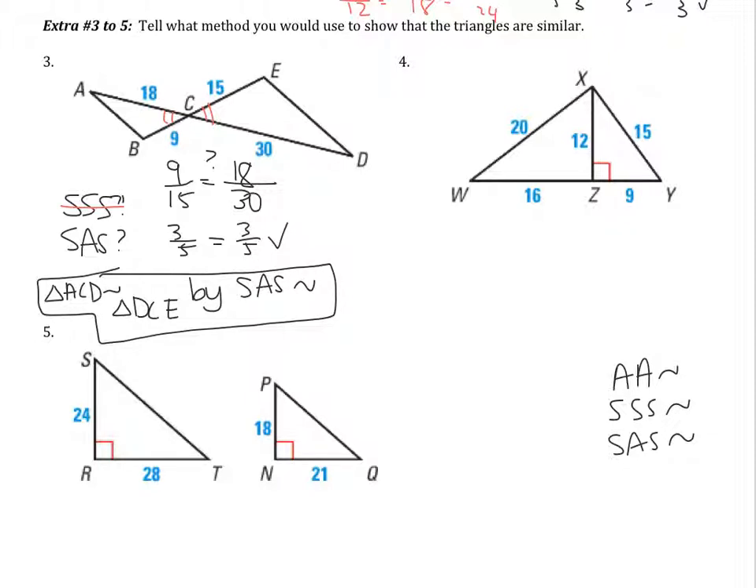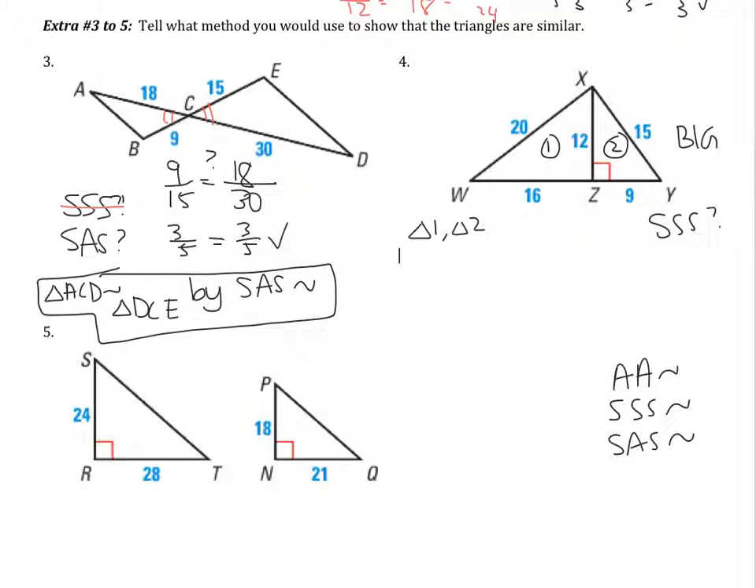Okay, example number 4. Tell what method you would use to show that the triangles are similar. In example 4, all we have are a whole bunch of sides. So it looks like we might be using SSS. They don't tell us what triangles we're looking at, but we actually have 3 sets of triangles. We have triangle 1 on the left, we have triangle 2 on the right, and we have the entire big triangle. So let's look at triangle 1 and triangle 2.